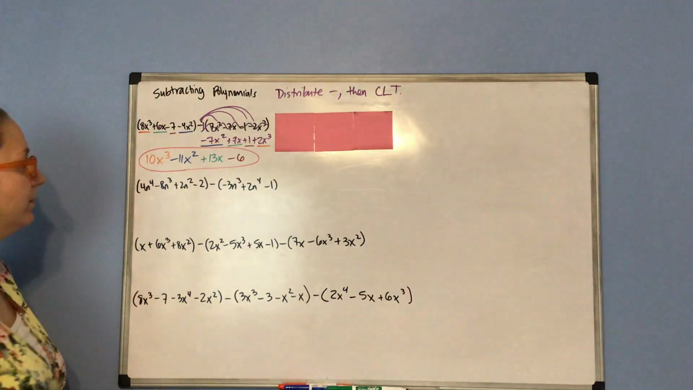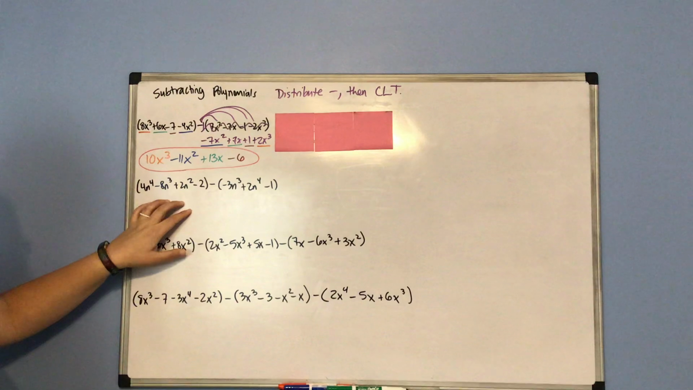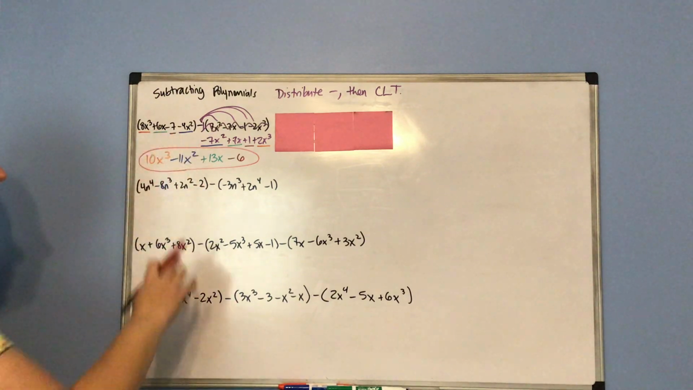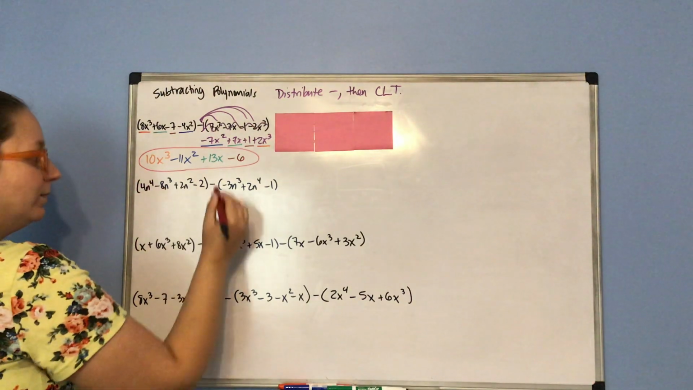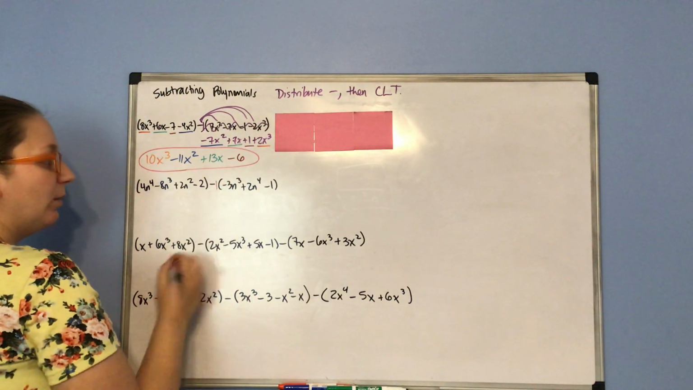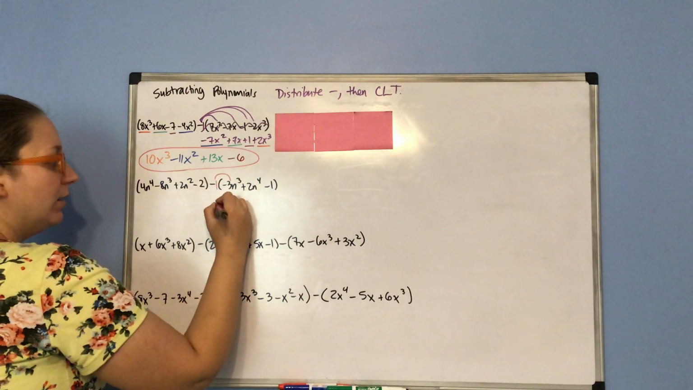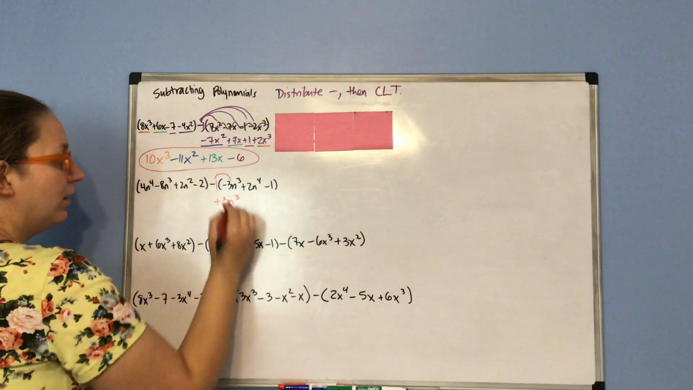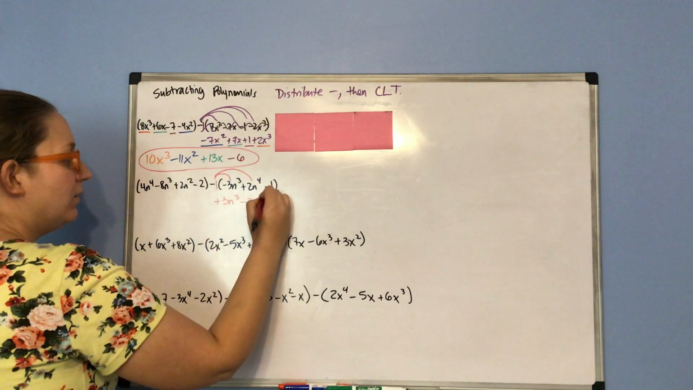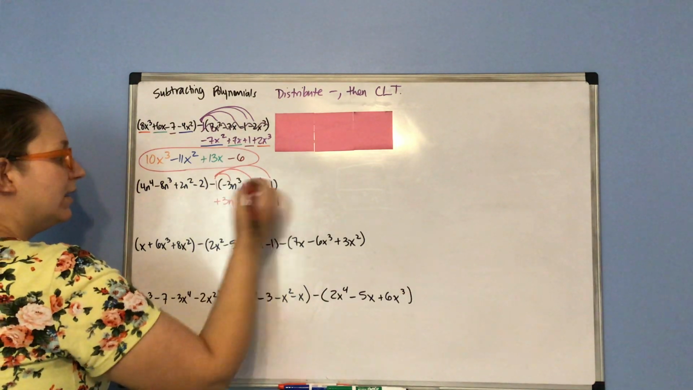Let's try another one. So again, nothing changes about this first set of parentheses. If you want to rewrite them down just so everything's in line with each other, you can, or you can just keep them where they are. We do, however, need to distribute that negative, which is like multiplying by negative 1. Negative 1 times negative 3n to the third is positive 3n to the third. Negative 1 times 2n to the fourth is negative 2n to the fourth. Negative 1 times negative 1 is positive 1.